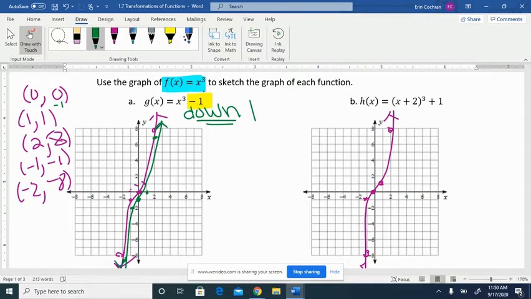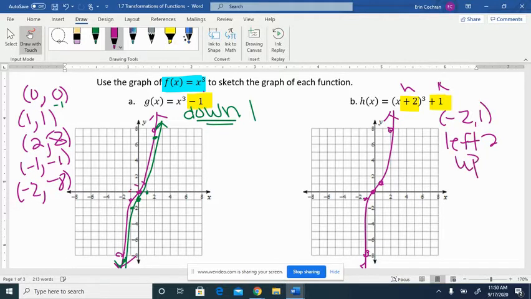Now B is a little bit different because we have an inside and we have an outside. The inside is our horizontal, and that's kind of like our h and our k. And our h always lies, so it's always the opposite, so it's like -2. That means we're going to go left 2. And the +1 is my k, so it tells the truth: up 1. So now we're going to take every point and go left 2 units, up 1 unit.